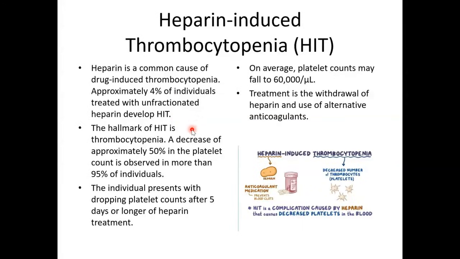The hallmark of HIT is thrombocytopenia. We draw a lab and like, whoa, look at this big dip in this person's platelet level. A decrease of approximately 50% in the platelet count is observed in more than 95% of the individuals. And that's typically how it's found. It's found incidentally, because even though their platelets are low, they don't always bleed. So if their platelet level goes from 400,000 to 200,000, or 350,000 to 175,000, they lose 50%. That doesn't necessarily mean that they're going to bleed.